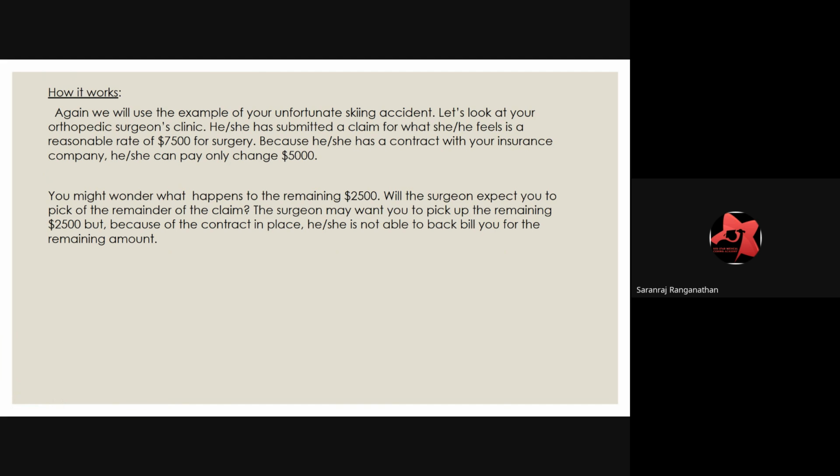So you might wonder what happens to the remaining $2,500. Will the surgeon expect you to pick up the remainder of the claim, or may the surgeon want you to pick up the remaining $2,500? We will wonder like that. But because the contract is in place, he is not able to back bill you for the remaining amount.